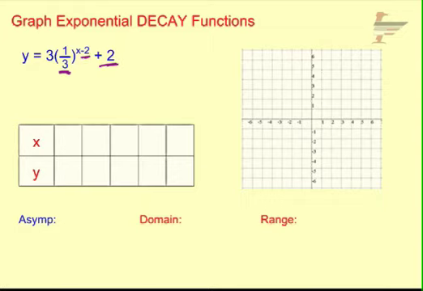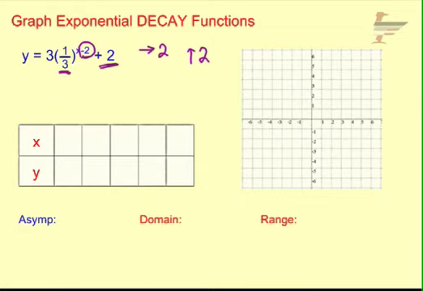The x minus 2 is a horizontal shift. Remember that the x is tricky, so it looks like we should go in the negative direction, but we're going to go in the positive direction 2 spots. And then the plus 2 is going to go up 2 for our vertical shift.